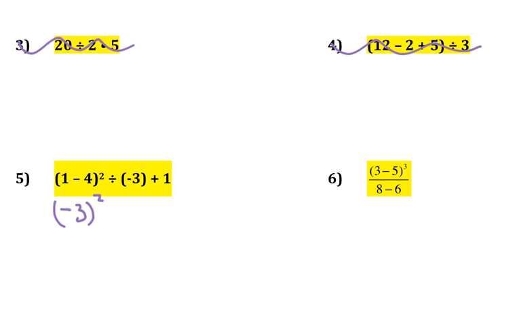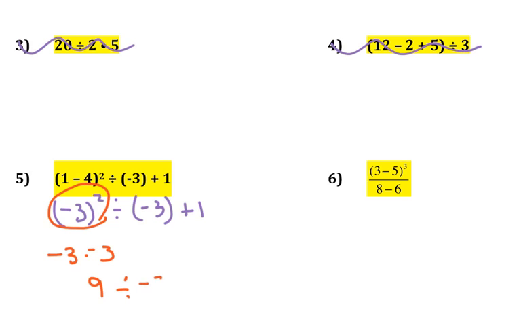Now you'll notice I'm just doing one thing at a time. Again, I don't want to do too many things at once because then you start getting things mixed up. So now in the parentheses, the negative 3, there's nothing to do. So now I'm going to go to the exponent. So negative 3 to the second power. That means negative 3 times negative 3. And that's positive 9. I'm not going to do anything else.